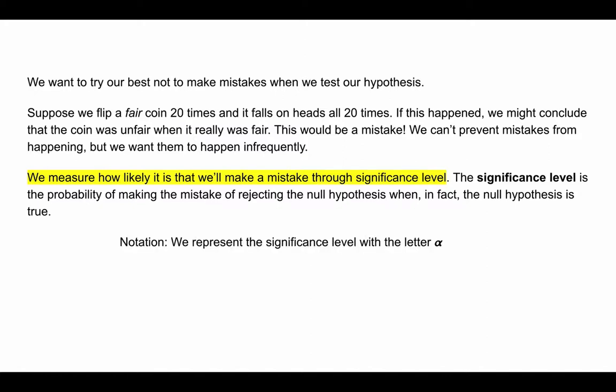We use a special notation for the significance level. In particular, we use this letter alpha. That's the lowercase Greek letter alpha. So I said that significance level is a probability, and probabilities, remember, are numbers between 0 and 1. And so we're going to have alphas that are a number between 0 and 1.